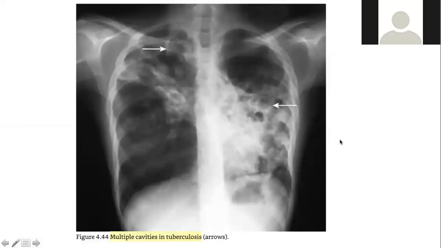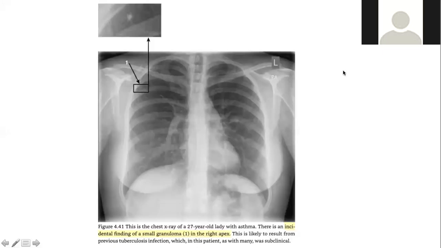And then here we have multiple cavities. Tuberculosis can cause cavities, so that's another reason why an aspergilloma can happen in tuberculosis patients. Basically, multiple cavities are seen here in tuberculosis.